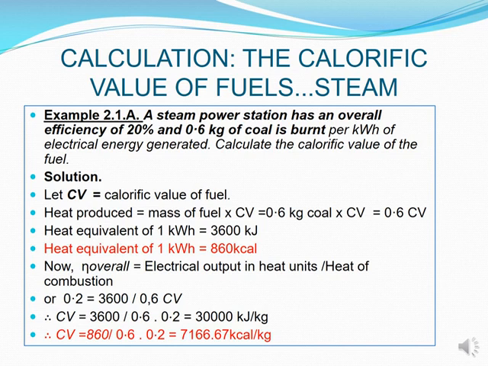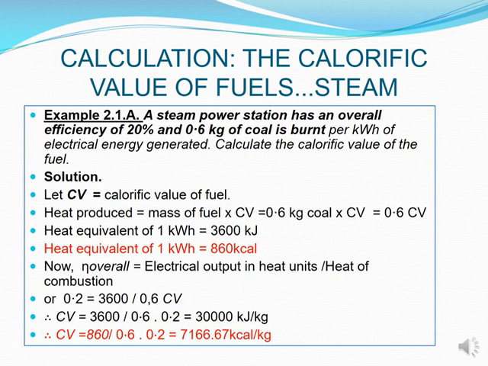So we know that the heat equivalent of 1 kilowatt hour is the same as 3.6 megajoules. And the heat equivalent of 1 kilowatt hour can also be known as 860 kilocalories. Now, your overall efficiency would be the electrical output in heat units over the heat of combustion. Or we can simply say that your overall efficiency, which is the 20%, and that is 0.2, would be equal to the output in heat energy, that is the 3,600 kilojoules, divided by your heat of combustion, which is basically that 0.6 kg times our calorific value.